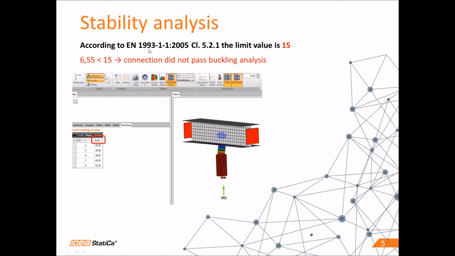According to the code EN 1993 clause 5.2.1, the limit value for the factor is 15. So in our example, we can see that the factor is lower, and it means that our connection didn't pass the buckling analysis. So that's the reason why we recommend to check the buckling results every time. So please do it. And now I can continue with the last example.